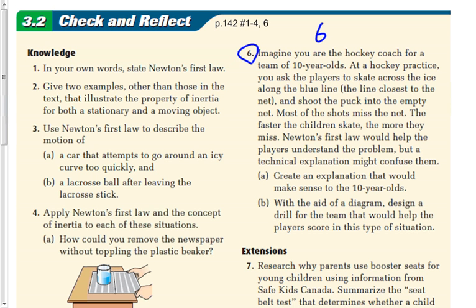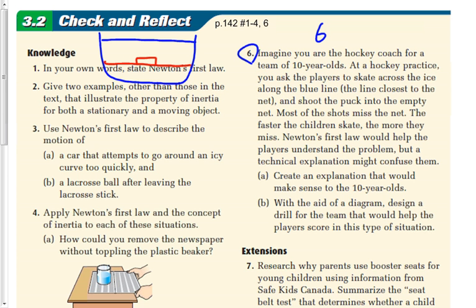Imagine you were the hockey coach for a team of 10-year-olds. At a hockey practice, you ask the players to skate across the ice along the blue line. So let's draw this here. Here's the end of the ice. Here's the goal line, with the net in front of it. And then here's the blue line up here.